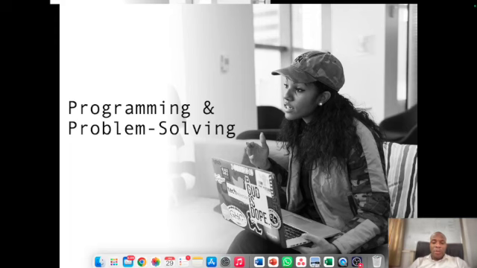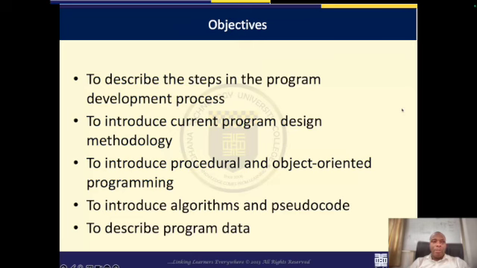Today we are looking at program design, and by the end of this lecture, we should be able to describe the steps in a program development process. We should also be able to introduce the current program design methodology. Again, we should be able to introduce procedural and object-oriented programming. We should introduce you to algorithms and what pseudocodes are. And by the end of this lecture, we should also be able to look at what program data is.